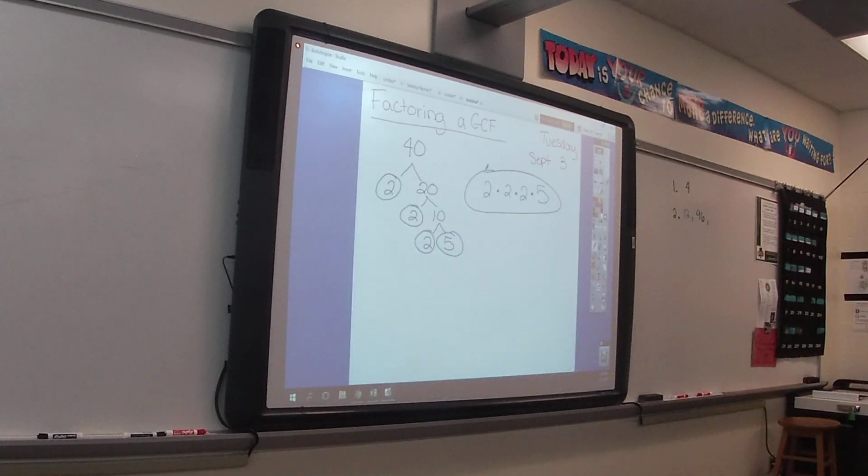But what if you have to find the greatest common factor of 2? No, because right now we're just prime factoring. That's one type of factoring we should be able to do. Okay?